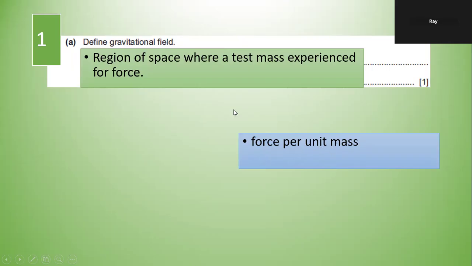Okay, that is the usual definition: region of space where a test charge experiences a force. Unless they ask you for gravitational field strength, then that's the force per unit mass. But that is the marking scheme from an outside source. Okay, that one you have to check with your lecturer.